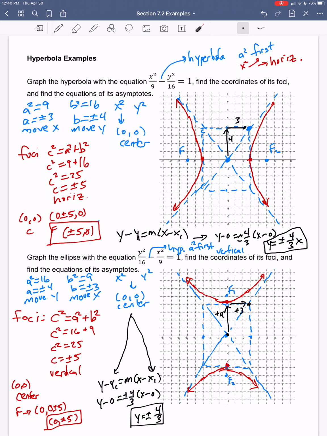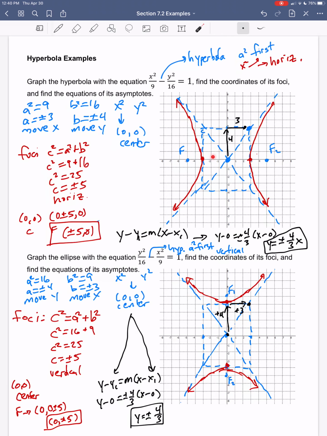Conjugate hyperbolas always have the same fundamental rectangle and the same asymptotes. They're just going different ways. That's also why for a hyperbola, remember, the line segment going between the vertices is called the transverse axis. So on this first one, the transverse axis is horizontal. On the second one, the transverse axis is vertical.